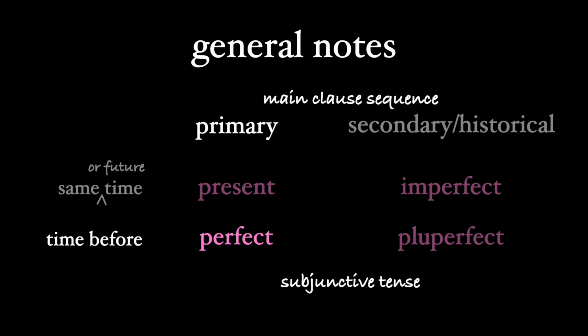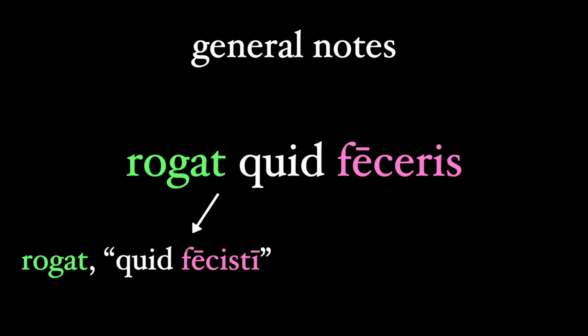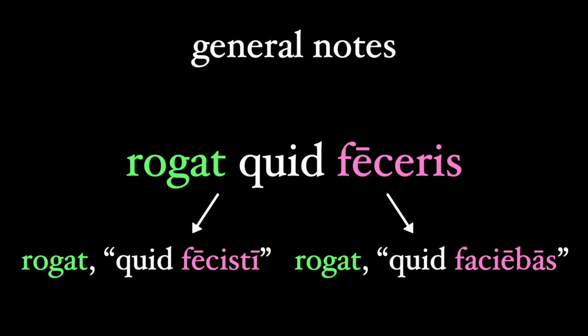And the perfect subjunctive can be used to illustrate an action that in the indicative would regularly be an imperfect or perfect tense. So going back to our indirect question, rogat quid feceris can represent both rogat quid fecisti, she asks, what did you do? Or what have you done? And rogat quid faciebas, she asks, what were you doing?